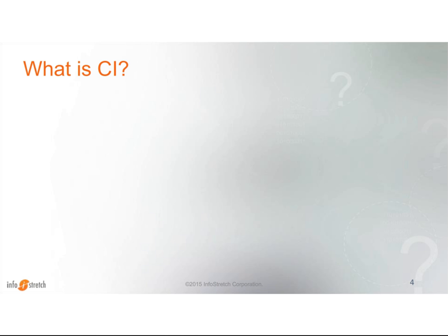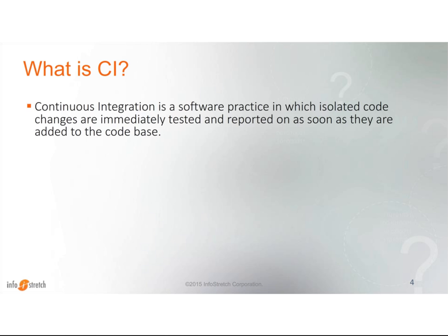So let's start with talking about what is CI, right? CI is basically a software practice in which multiple or isolated code bases are immediately tested and reported on as soon as they are added to the code base. Say if I have my developers working out of 3 or 4 different offices, there is always a continuous challenge of how I merge those code bases into one single code base so that I don't have multiple code bases or multiple instances of the same code. And that's where the whole concept of CI came into the picture.